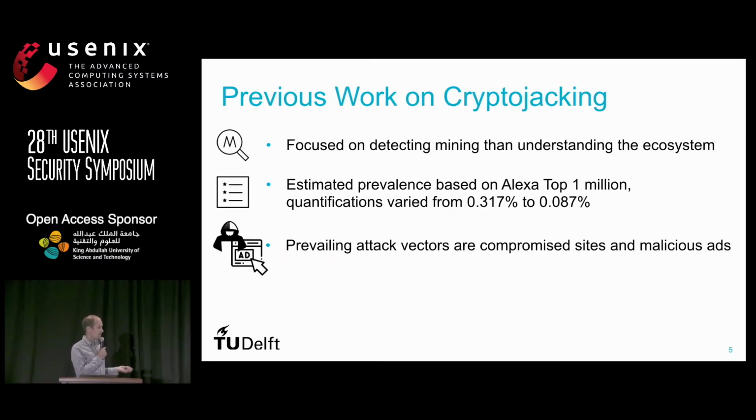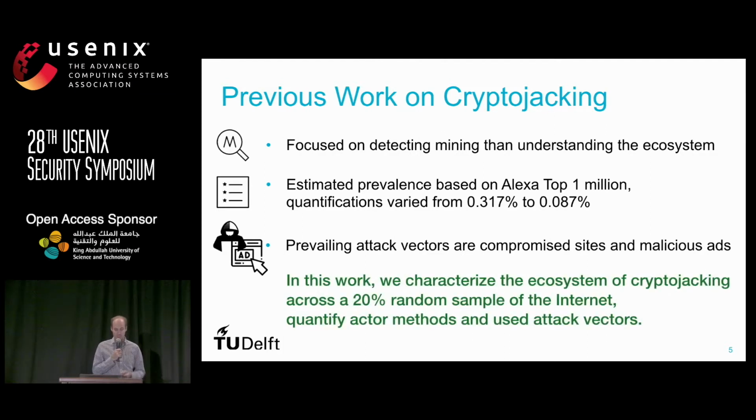So this new cyber threat has obviously attracted the attention of the academic world, as we've seen a number of papers being published on this matter. But they are all primarily focused on detecting these cryptojacking scripts within the browser in the most robust way, instead of focusing on understanding the actual ecosystem. Additionally, they have estimated the prevalence of such cryptojacking attacks by crawling the Alexa top 1 million list, and their quantifications varied by a factor of 4. Finally, they have found out that the most prevailing attack vectors were the compromised websites and malicious advertisements attack vectors.